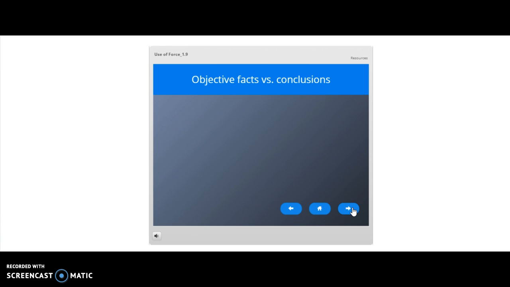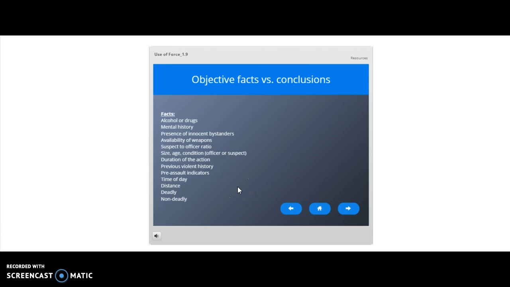Objective facts are evidence that can be examined and evaluated. There is no need for interpretation. Conclusions cannot be evaluated and are left to the interpretation of the reader or listener. Use facts when documenting a use of force. Avoid using conclusions. So they get to see some facts and conclusions.